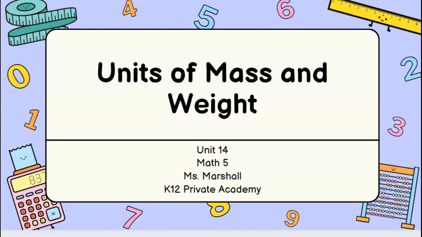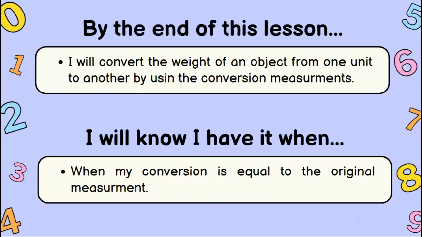Today's lesson is conversion of units of mass and weight from Unit 14. By the end of this lesson, you'll be able to convert the weight of an object from one unit to another unit using the conversion measurements. You'll know you'll have it when your conversion is equal to the original measurement.